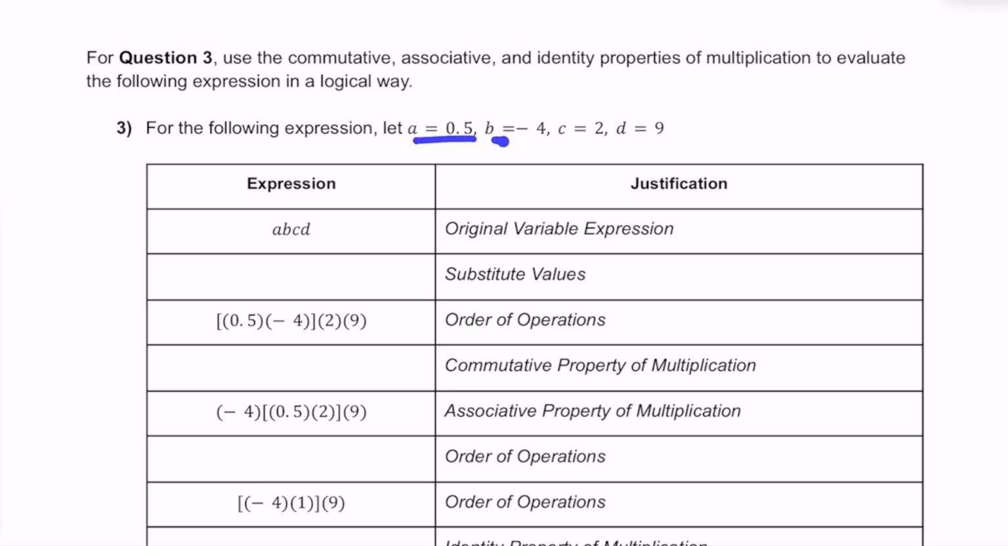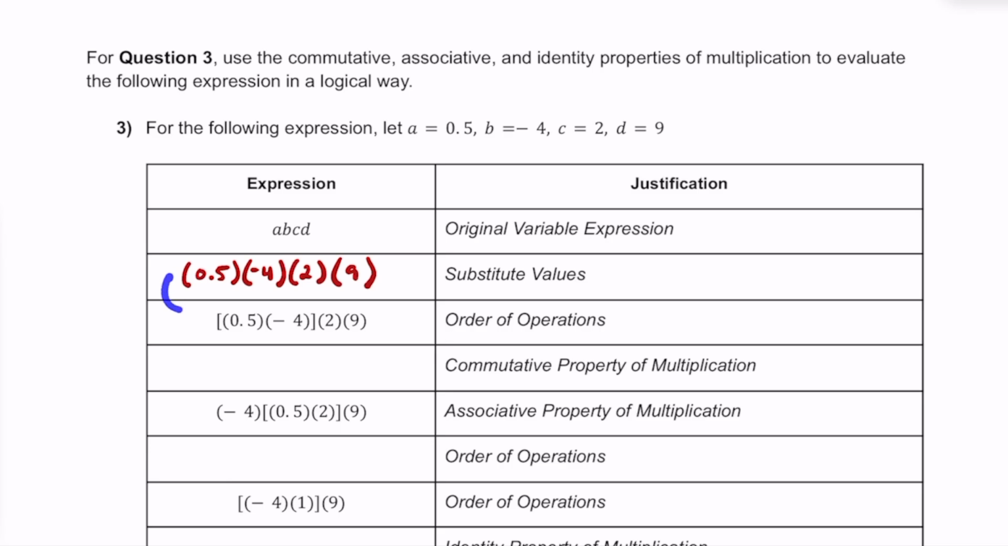All right. Also take note that we have these 4 different values for A, B, C, and D. So we have the original expression. Okay, that's fine. And then the justification here says substitute the value. So let's go ahead and do that. A here is 0.5, so I'm going to write 0.5. I'm going to use parentheses to show my multiplication. I just think it's a little bit more organized. Then multiply by 2, and then multiply by 9. So there we just substituted in the values.